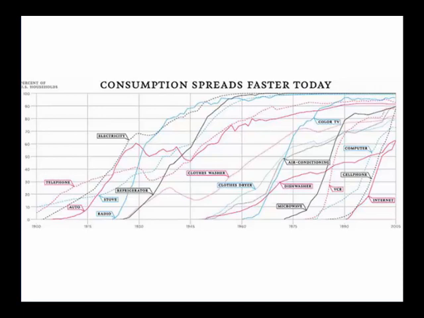You'll see clothes washer, clothes dryer, the color TV, very quick. Air conditioning, very quick. The microwave oven, very quick. The computer was fairly quick. The cell phone, extraordinarily quick, and internet was very fast, right? But you get other things that are a little bit slower. The VCR actually had a faster adoption curve than the computer.